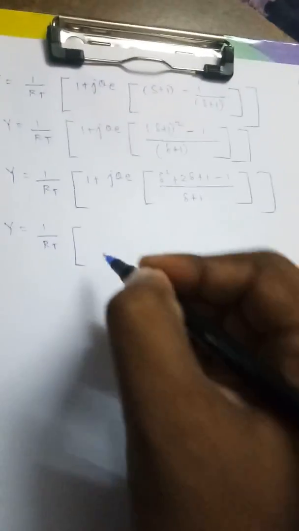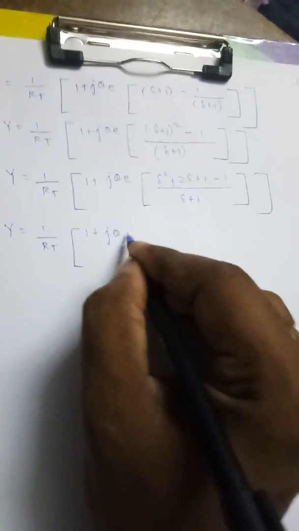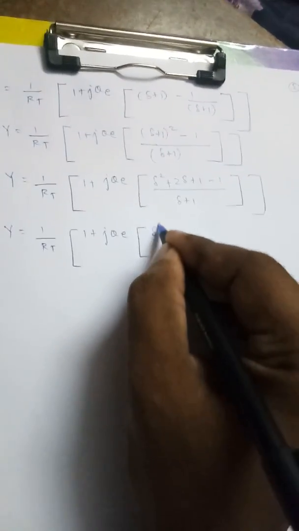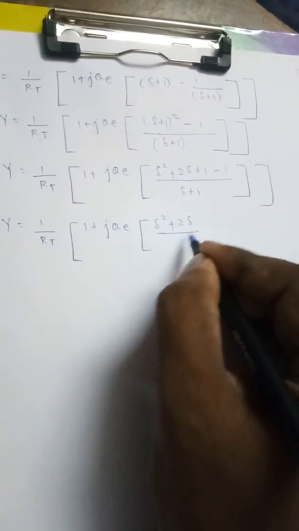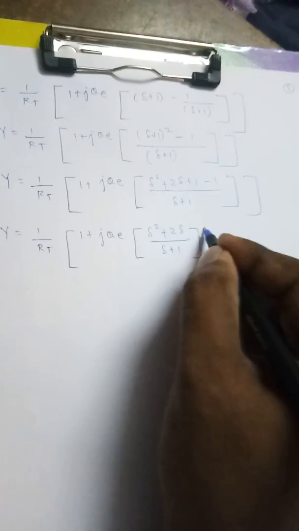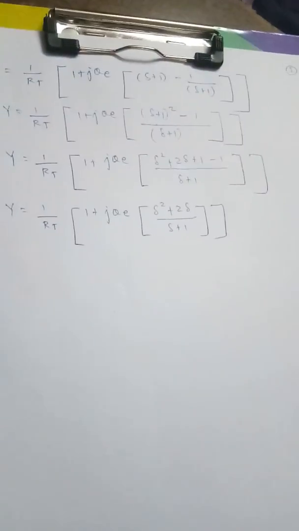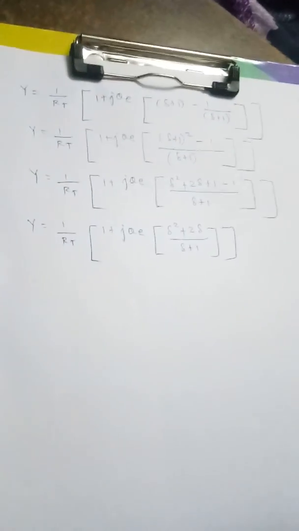So the resultant value of Y obtained is Y equal to 1 by RT into 1 plus j into QE, del square plus 2 del divided by del plus 1. So this will be the admittance value of the circuit.